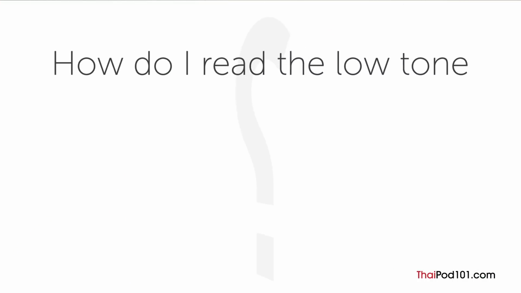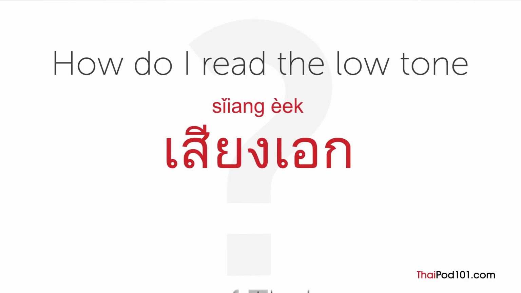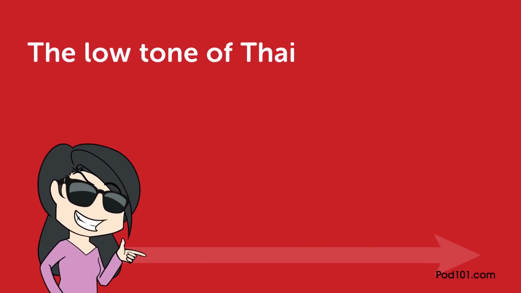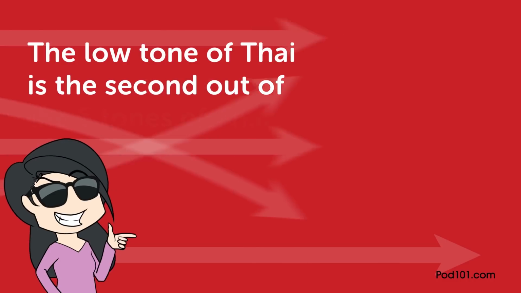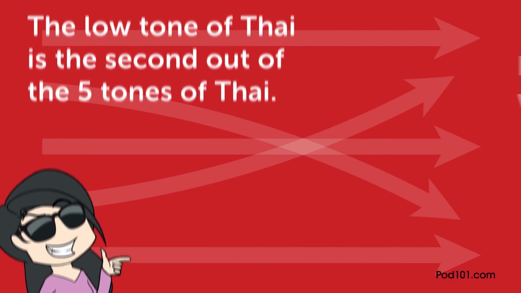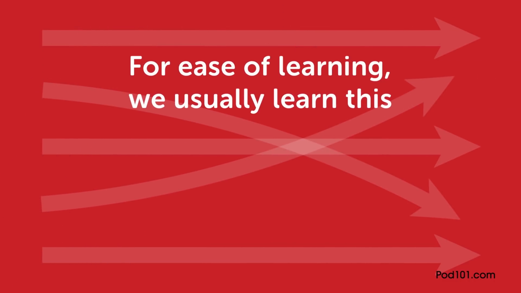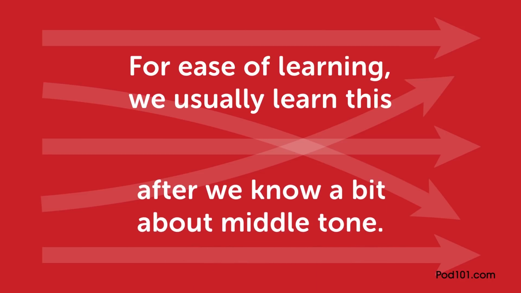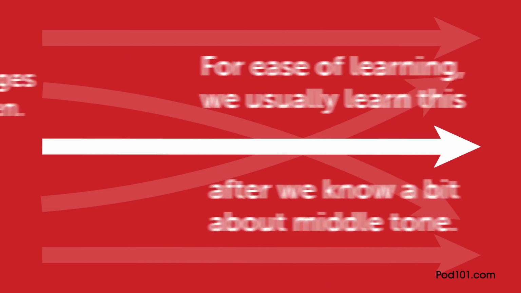The question for this lesson is, how do I read the low tone or เสียงเอก of Thai? The low tone of Thai is the second out of 5 tones of Thai. For ease of learning, we usually learn this after we know a bit about middle tone.